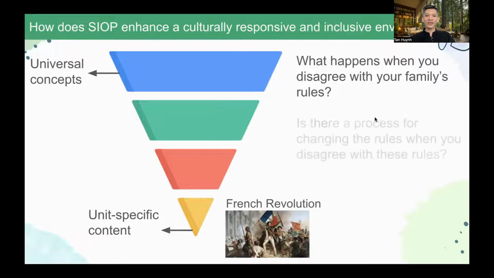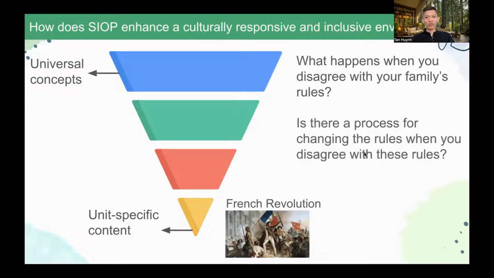We might continue by asking, is there a process for changing the rules when you disagree with them? Oh, I'm sure they wouldn't say violence, but that's what happens in revolutions. So we think about a unit-specific concept like the French Revolution. We go all the way back up to give students opportunities to engage with that concept from their background. We don't ask them, have you ever, because they probably haven't, and the diversity is so huge that we don't ask them that. Instead, we say, here's a concept. How would you play with that concept? Or how have you seen that concept? Or how would you engage with that concept?